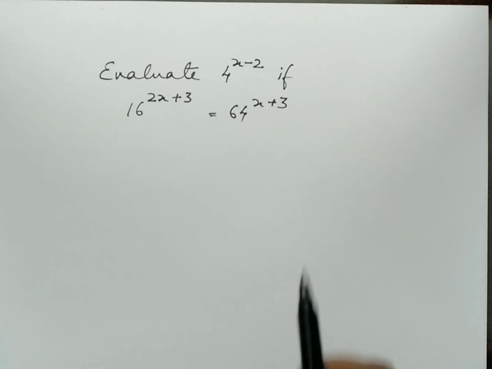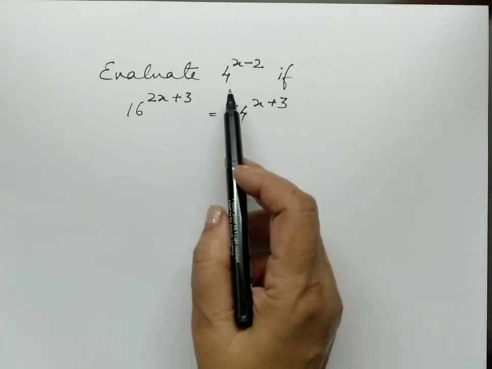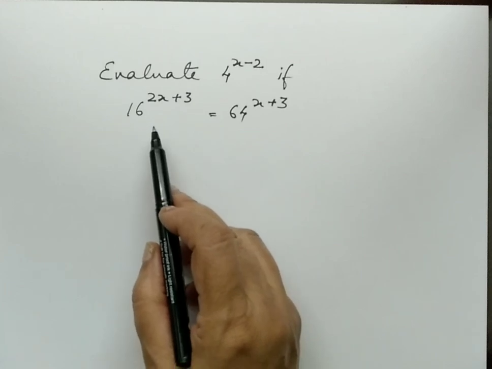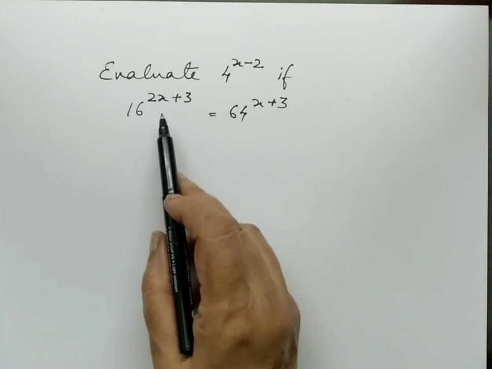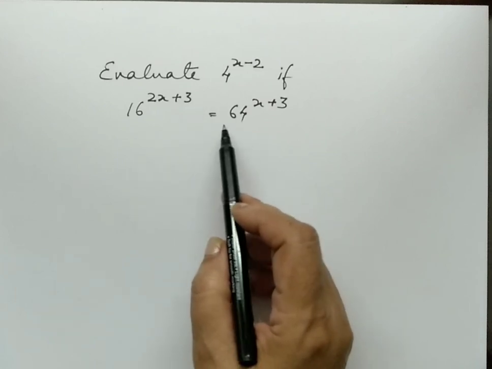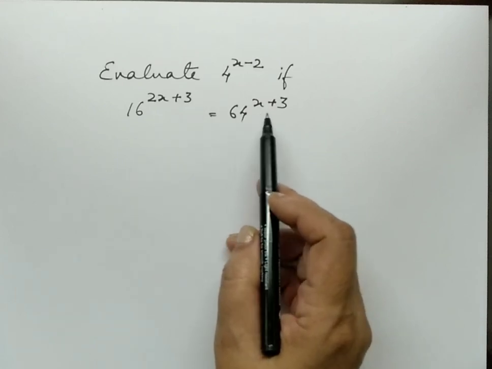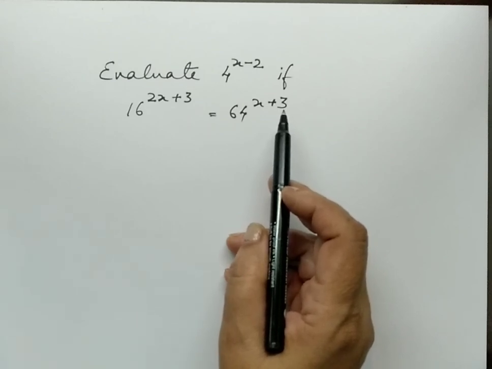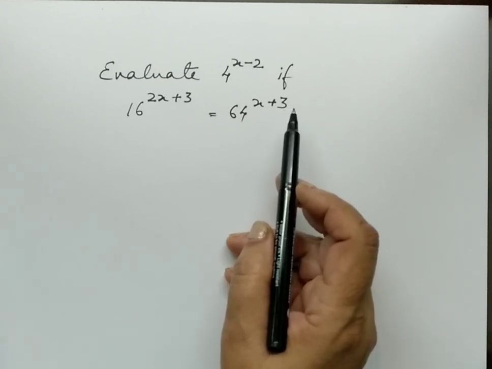So here we are to evaluate 4 to the power x minus 2, provided 16 to the power 2x plus 3 equals 64 to the power x plus 3. Alright, so this is a very interesting sum, although very easy.